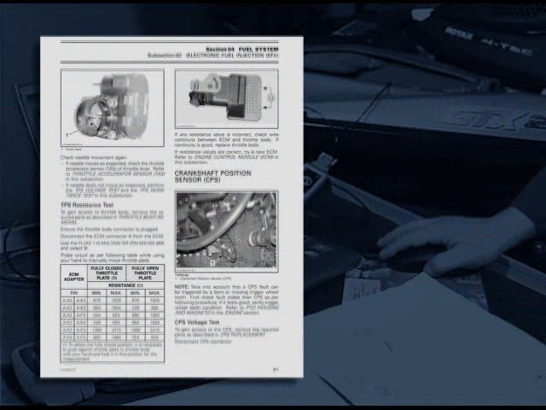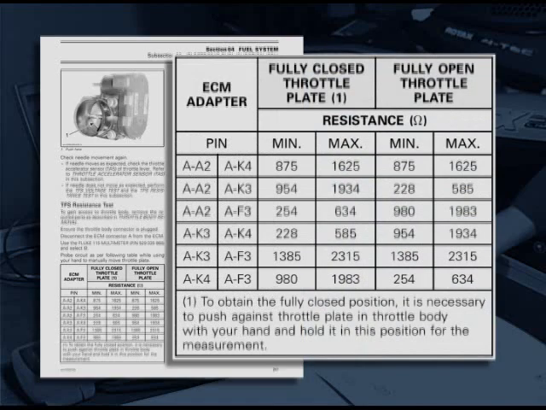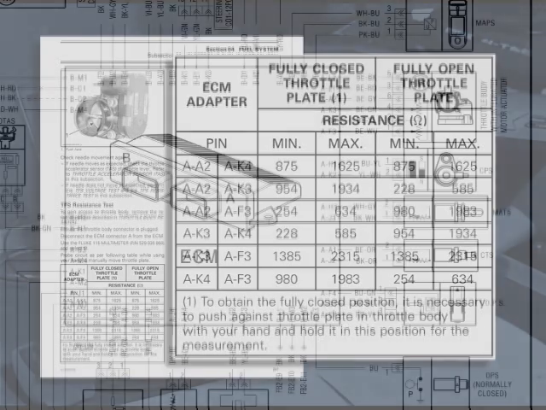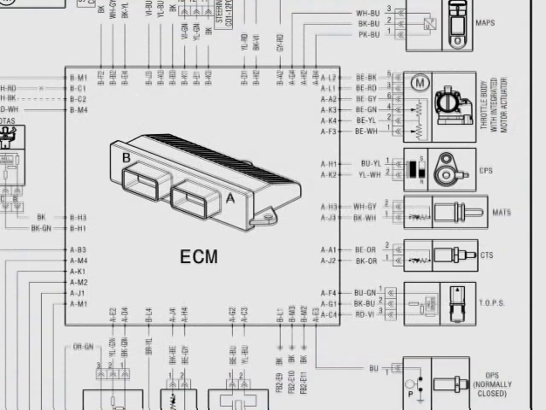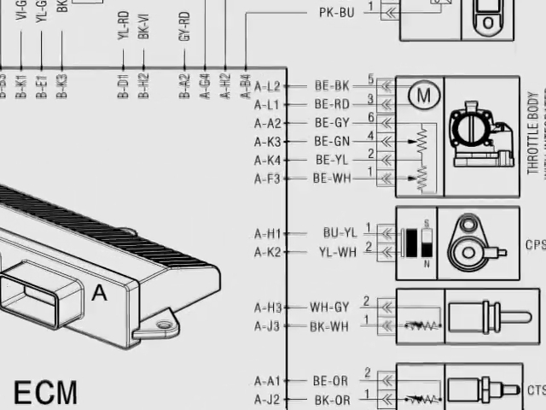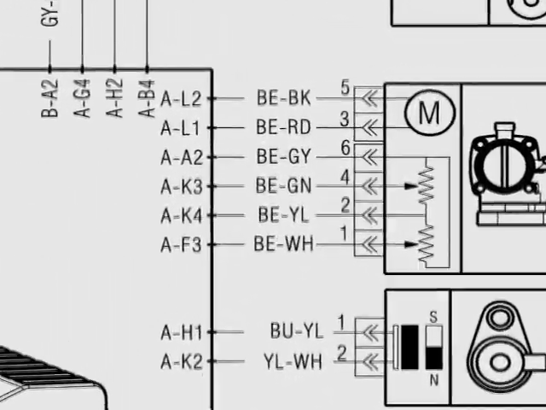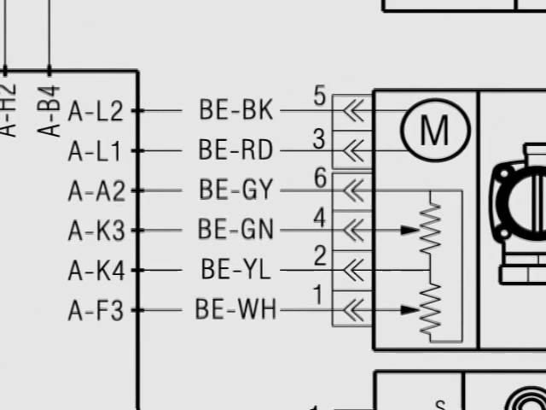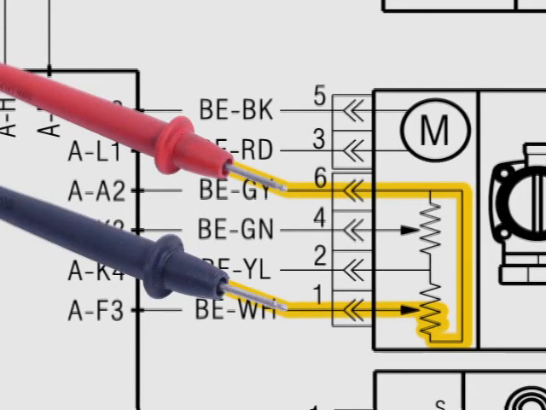Then refer to the TPS testing procedures in the shop manual. This will give you the correct specifications, testing points, and procedures to properly test the TPS. To fully understand what is being checked with this or any electrical issue, always study the wiring diagram in the shop manual. You need to know which components you are testing, and you need to understand the circuit you are testing.